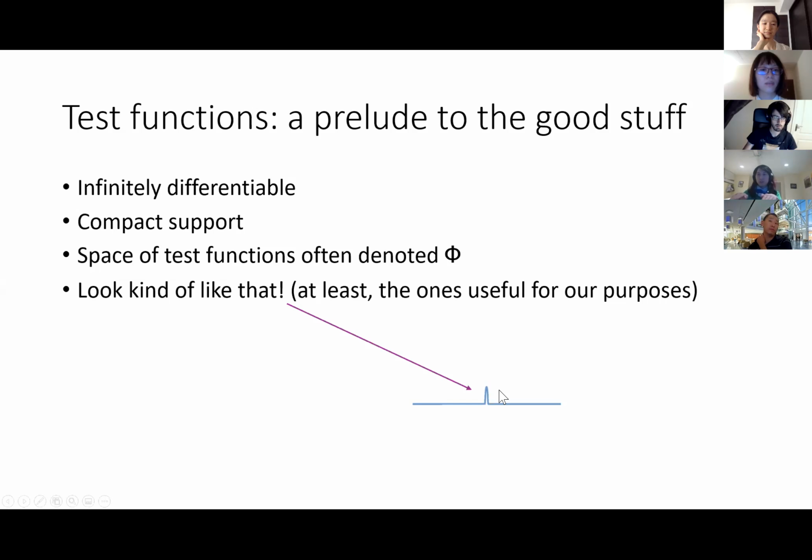So there's 0 for a long time, and then there's a bump. They can be shifted left and right, and they can be made thinner and taller. So they can be made arbitrarily skinny and arbitrarily tall. Now we can get to distributions. Distributions are kind of a theory of generalized functions, and I'll explain what I mean by that in a second.